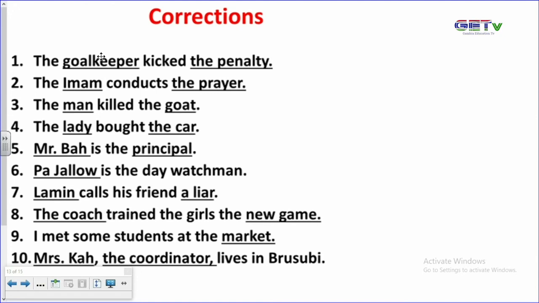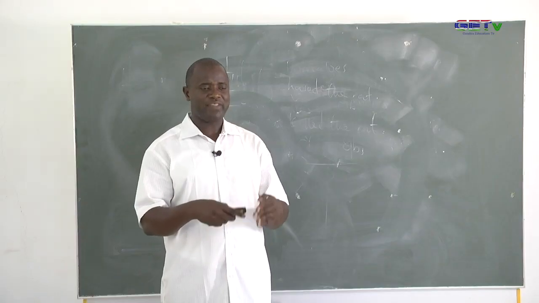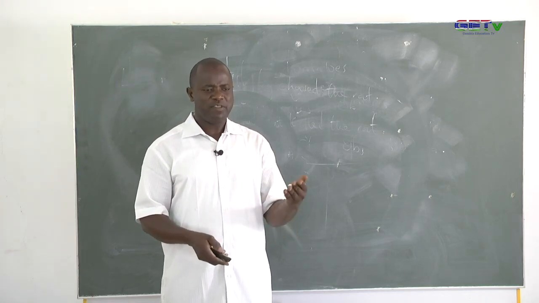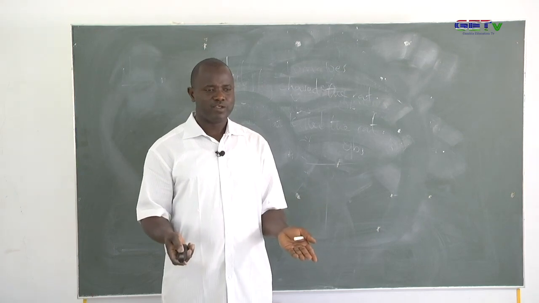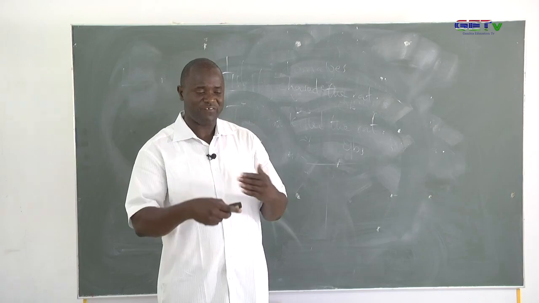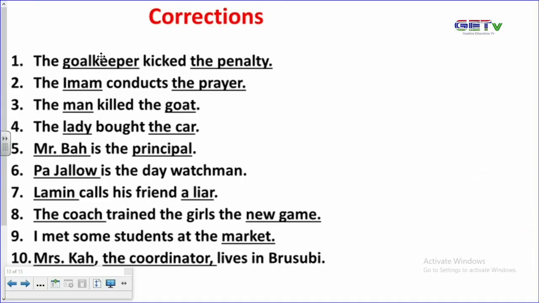So last, number 10, Mrs. Carr, the coordinator, lives in Brussels. So here the coordinator, as a noun, is functioning as an appositive to the subject. We could say Mrs. Carr lives in Brussels. So by bringing in Mrs. Carr, the coordinator, we're trying to redefine or rename Mrs. Carr. So we bring in this emphasis. Therefore, the coordinator, as a noun, is functioning as an appositive to the noun Mrs. Carr.